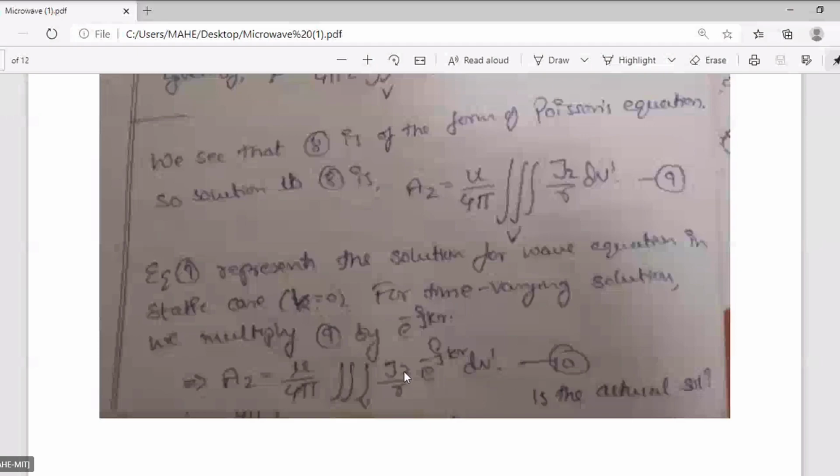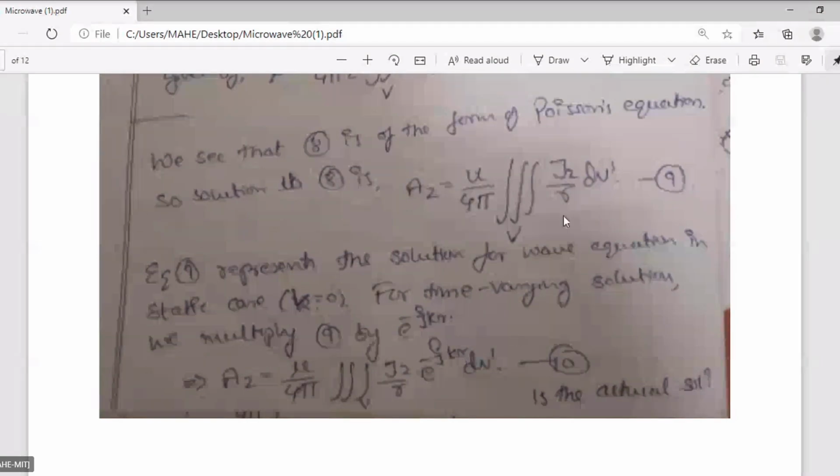What is the unit of J here? J is amperes per meter square. And e to the power of minus jkr, what does it represent? It represents the delay for the wave to travel from the source to the point r theta phi. This represents the phase delay of the wave to travel a distance of r.